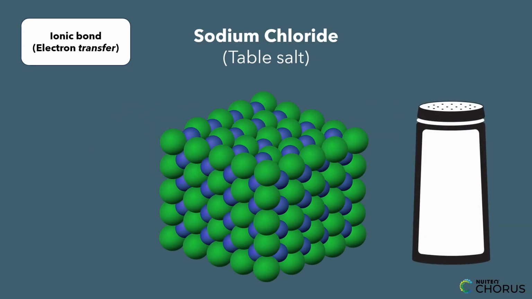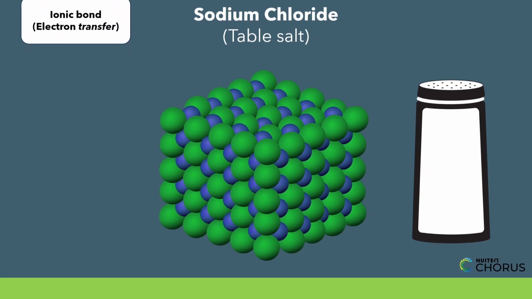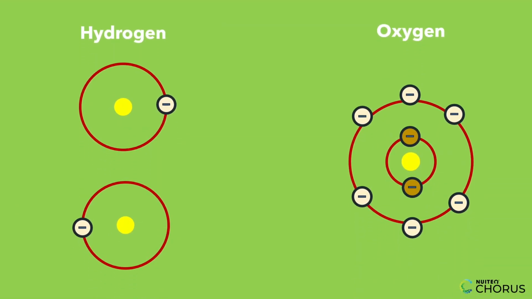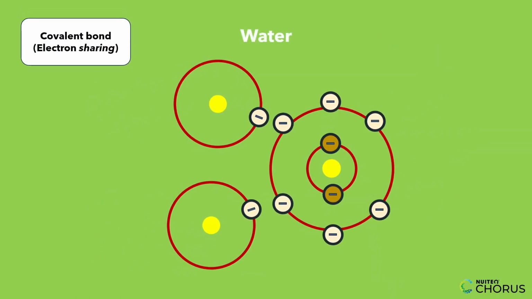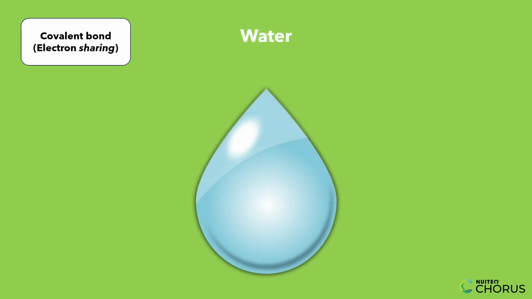That's electrifying. But what about sharing? Great question, electron. Let's look at water. Hydrogen has 1 valence electron, and oxygen has 6. Instead of transferring electrons, they share them to fill their outer shells. Sharing is caring, and that's a covalent bond.